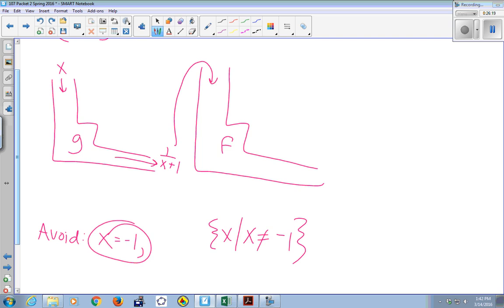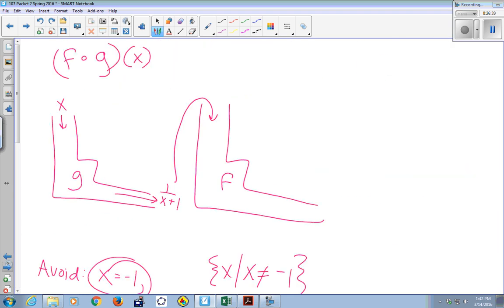Because I'm starting with the g function now. So my function g is 1 over x plus 1. So I'm starting with g, so I can't feed a negative 1 in there. Okay. This is a hypothetical. This wasn't part of the original lesson. Somebody asked, what if I switch the order?